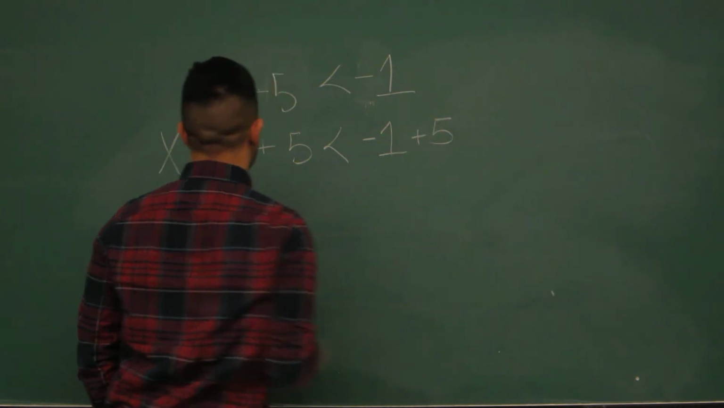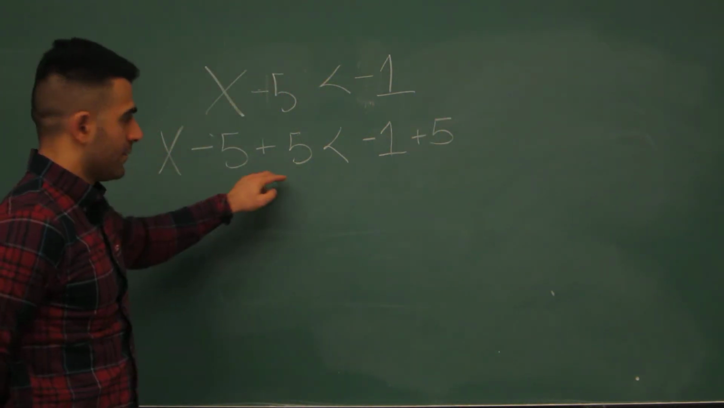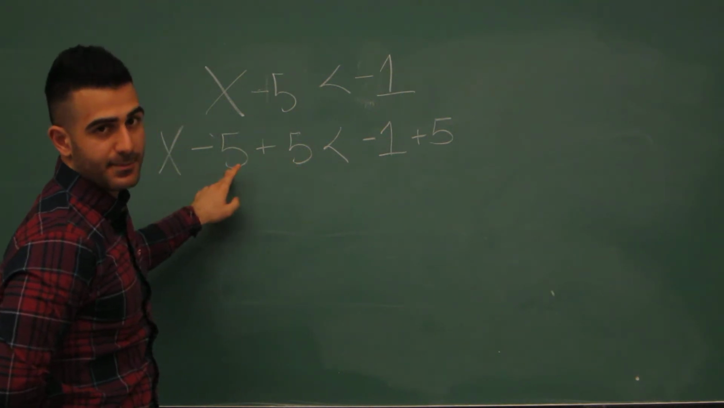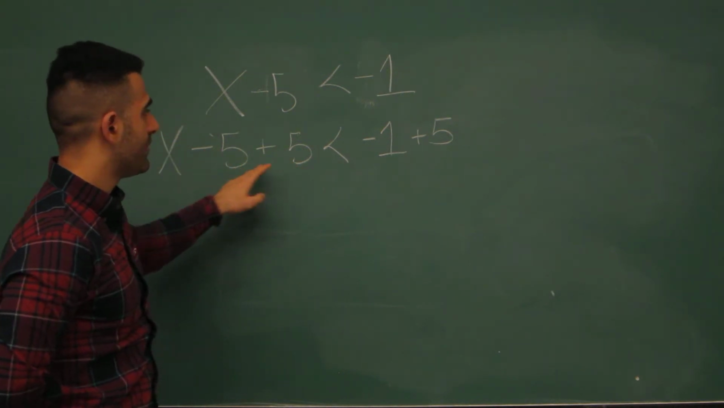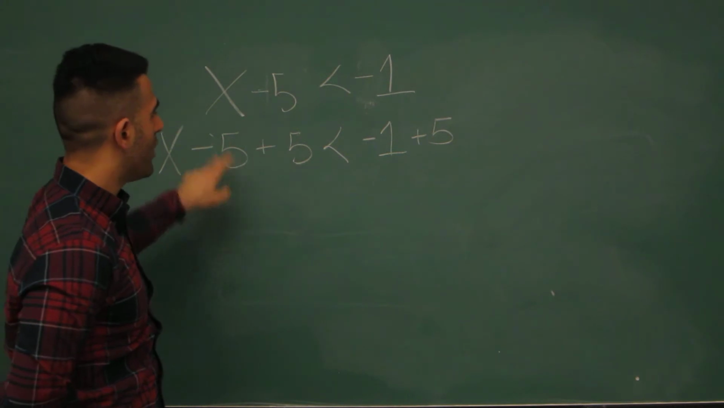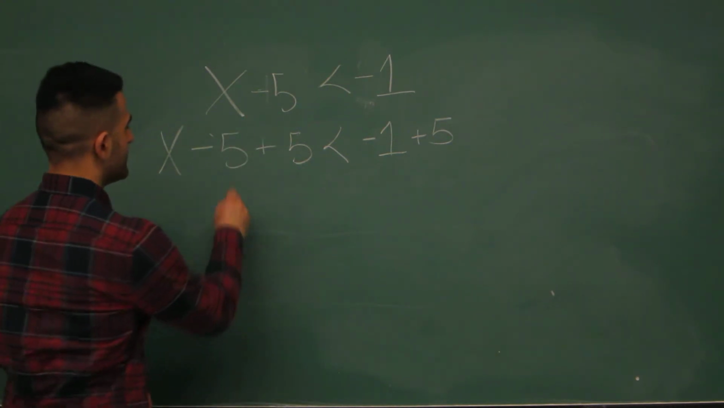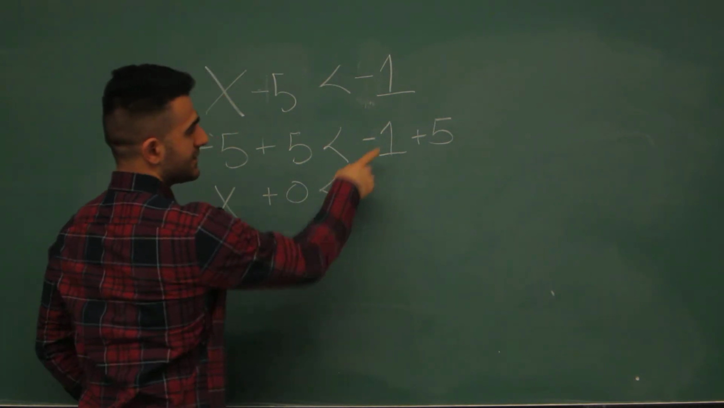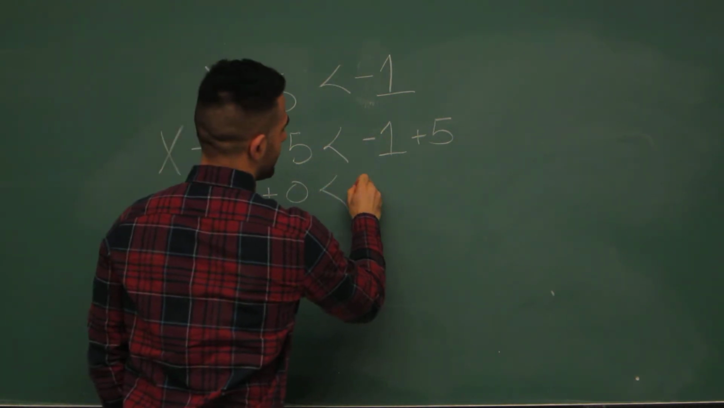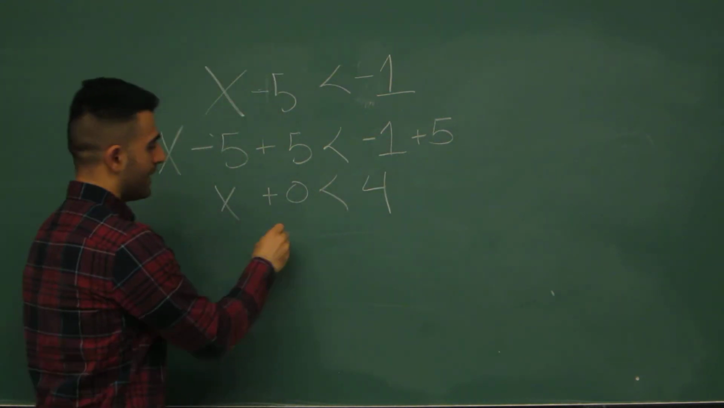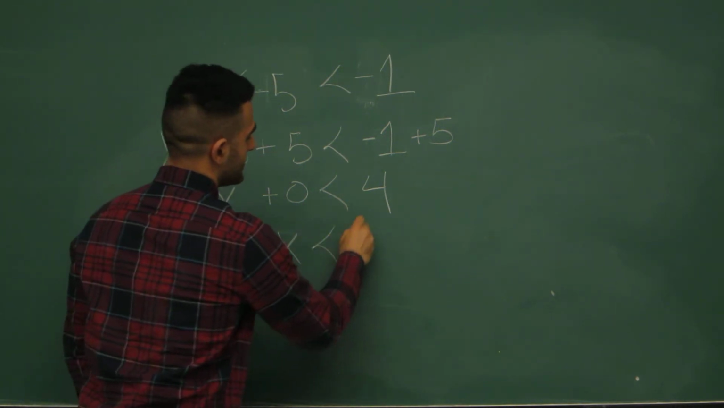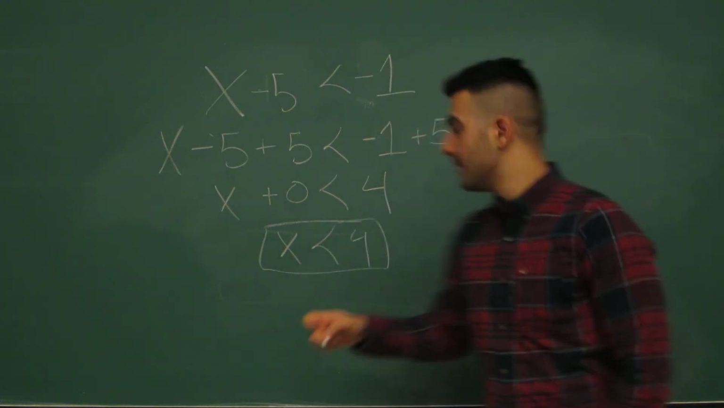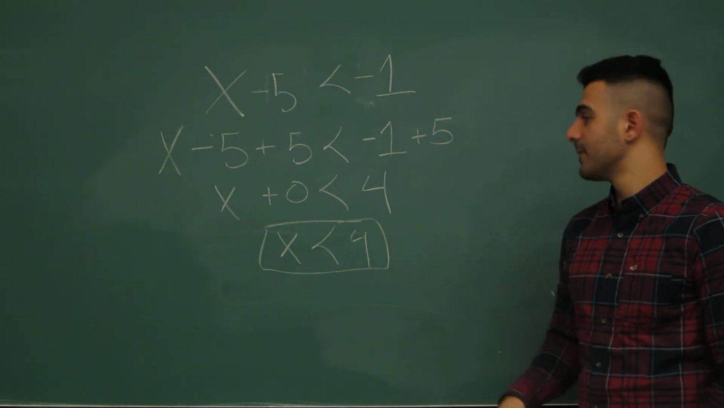We know that if we have 5 plus its opposite, or negative 5 plus 5, this will always be equal to 0. So we have x plus 0 is less than what? That would be less than 4. Finally, we have x is less than 4. This is the result we're looking for.